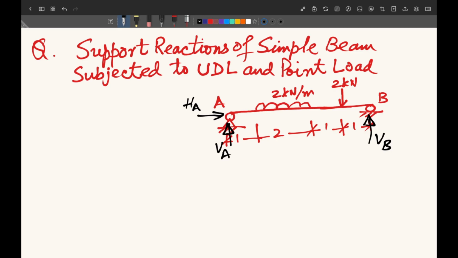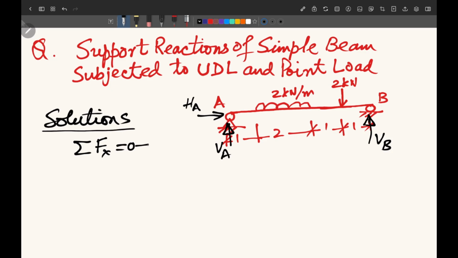Now, the first step in calculation of the support reactions is to apply the equations of equilibrium. When we solve for the reactions, we start with the equations of equilibrium. First, sigma Fx equal to 0, which says that the algebraic sum of all the forces in x direction should be equal to 0 for the equilibrium of the beam.